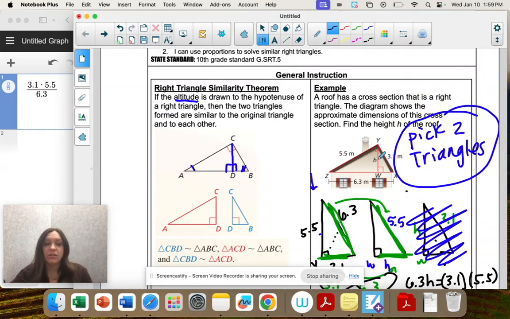So draw your triangles, pick two triangles, set up your proportion, and solve. That's how you do these.